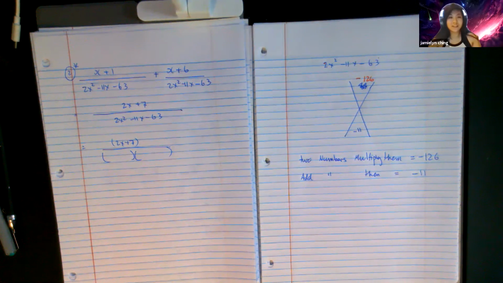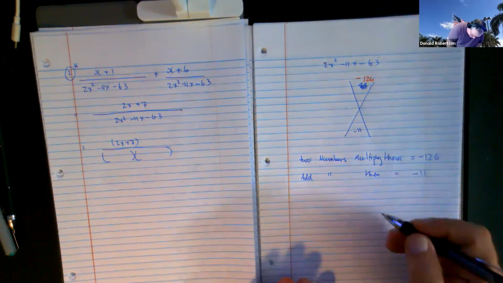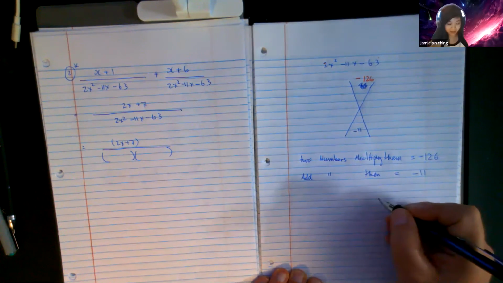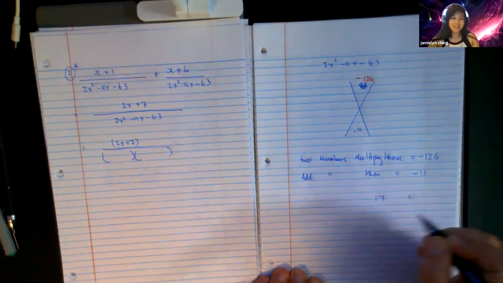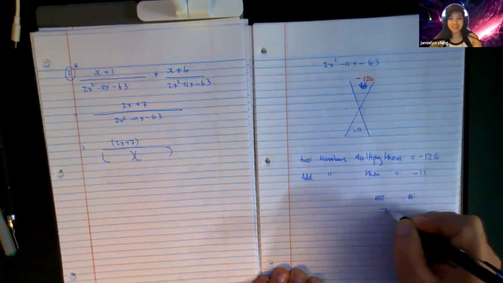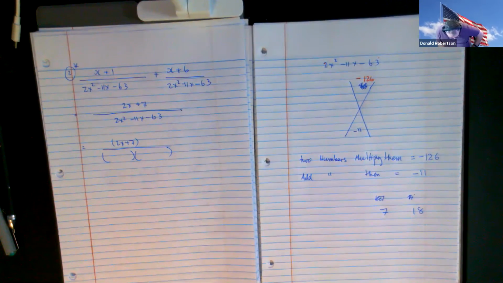Found one. You found it? Yeah. You show off. Tell us. It'll be 7 times 18. Not 17, 7 times 18. Sounds like I said 17. Sorry. 7 times 18, and one of them has to be positive, right? And one has to be negative. So who is it going to be?